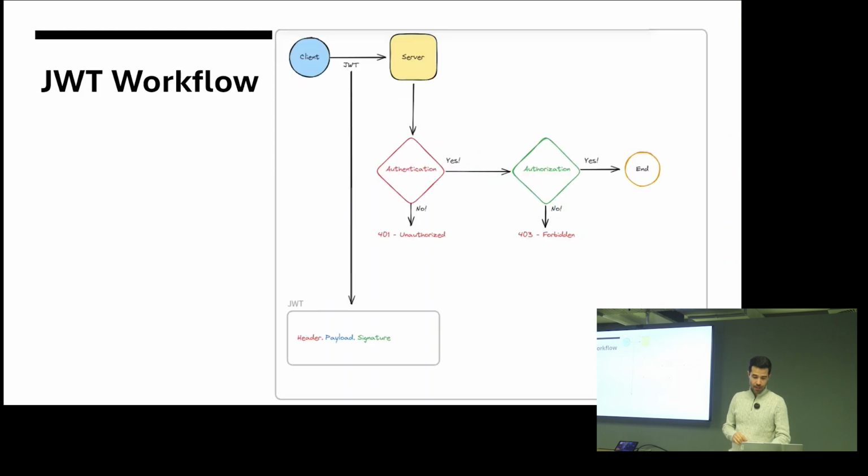About the claims, we can actually have two types of authorization: role-based authorization or policy-based authorization. In this workflow, as you can see, for instance, a client sends a request to the server.